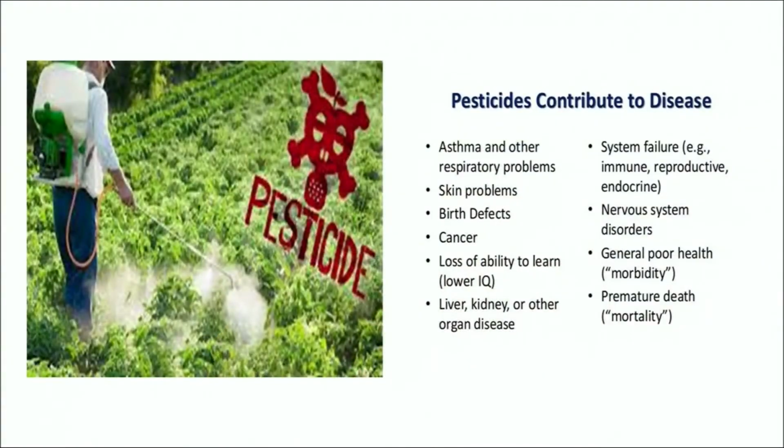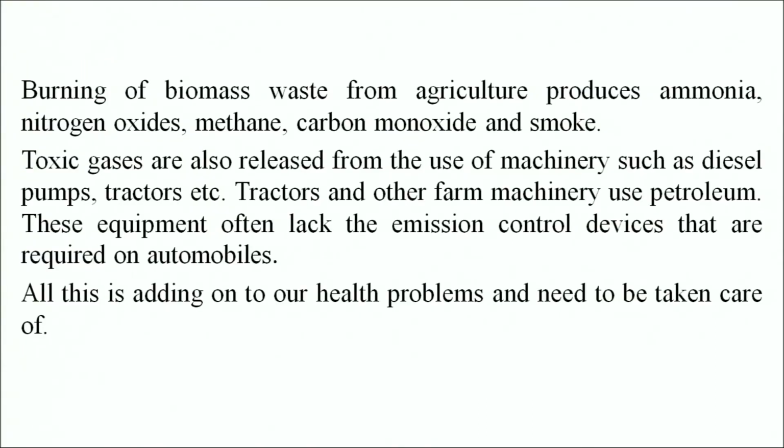Pesticides contribute to diseases like asthma and other respiratory problems, system failure, skin problems, birth defects, nervous system disorders, cancer, loss of ability to learn, general poor health, kidney, liver or other organ diseases, premature death. Burning of biomass waste from agriculture produces ammonia, nitrogen oxides, methane, carbon dioxide and smoke. Toxic gases are also released from the use of machinery such as diesel pumps, tractors, etc.